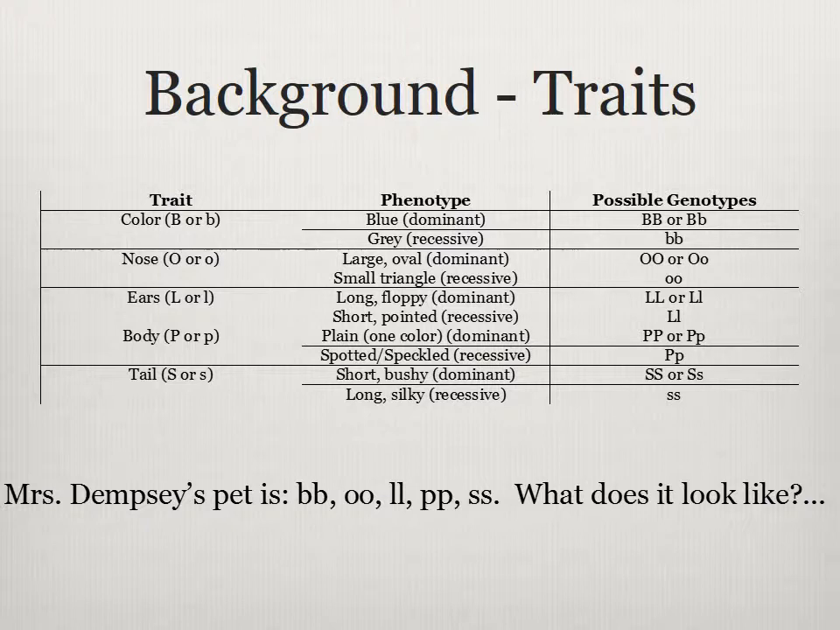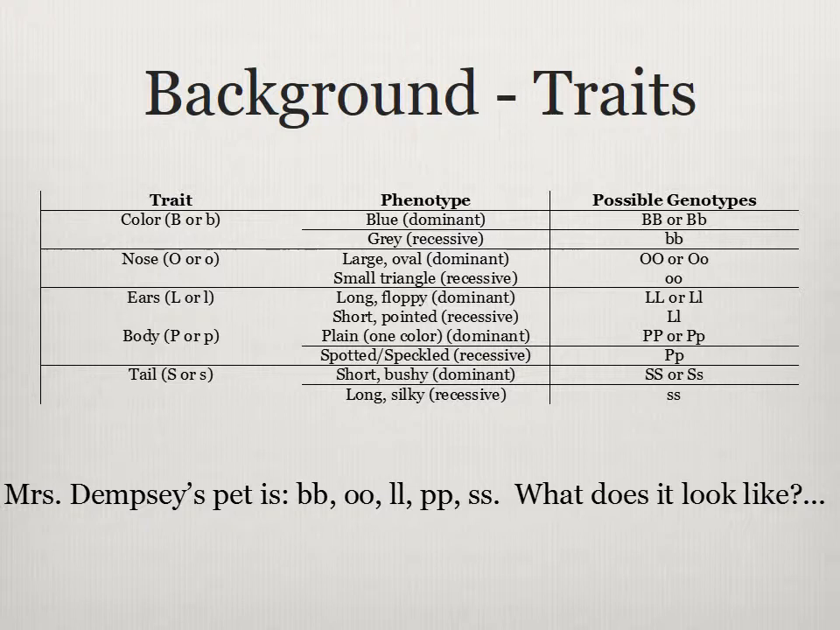So my pet looks gray. It has a small triangle nose. It has short pointed ears. It has a speckled or spotted or designed body, and then it has a long silky tail. So when you make an image of my pet, that's how you're going to draw it. You're going to draw it with a gray color. You're going to put a small triangle nose on it. You're going to put short pointed ears on it. You're going to design the body with either spots or speckles or stripes or whatever you want to do, and then you're going to give it a long silky tail.